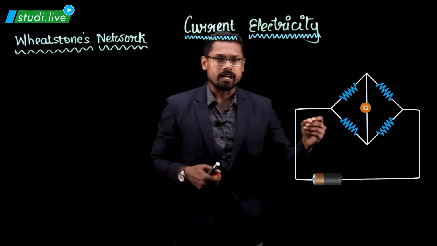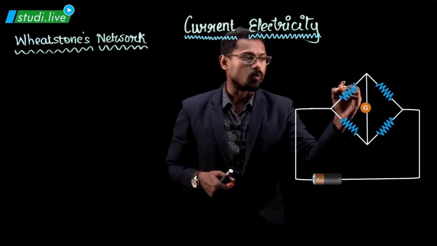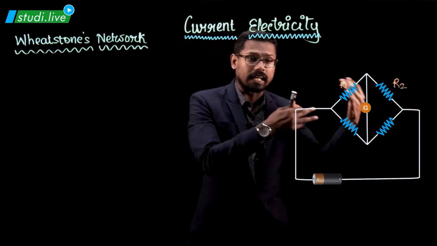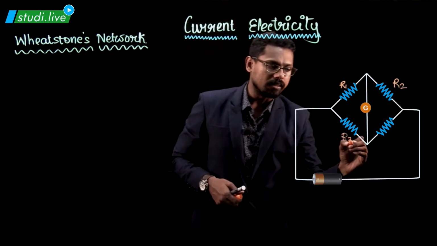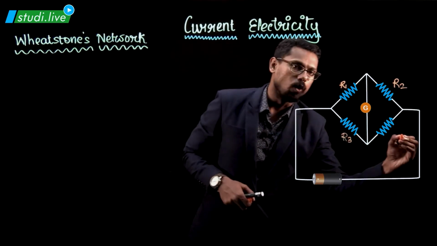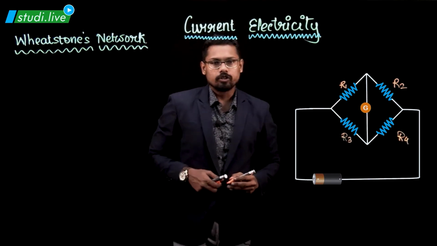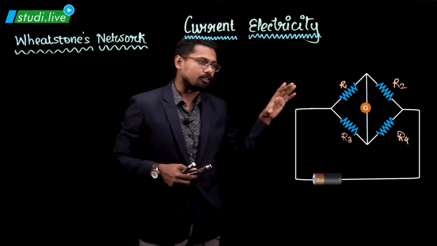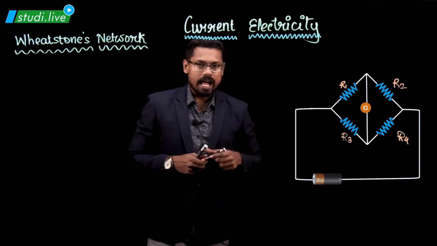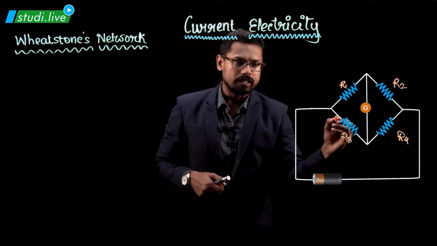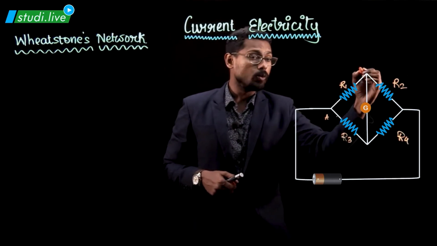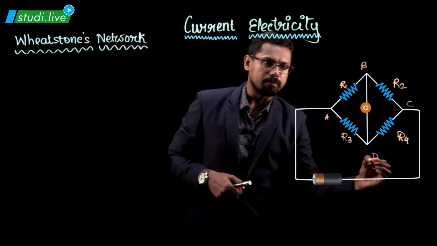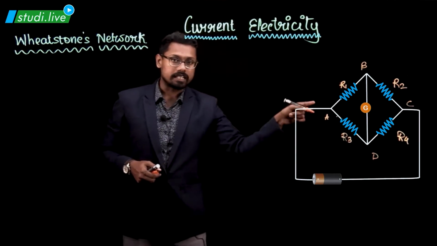Let me just name them: this is my first resistance, R1. In here I can see R2, the second resistance. This here I can write as R3, my third resistance, and over here this is my fourth resistance, R4. So I've got four resistances connected in such a fashion that they form a quadrilateral. I'll name this quadrilateral as, let's say this point is A, this point over here is B, this point over here is C, and this point over here is point D.